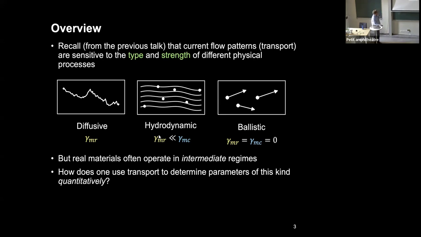So the question I'm going to try to answer in today's talk is, how does one actually use various transport observables, space-resolved or otherwise, to determine these parameters? And it would be best if we can try to determine these parameters quantitatively to some degree, although you'll see the kind of cartoonish models that we're still using.